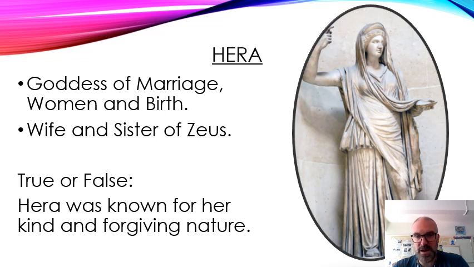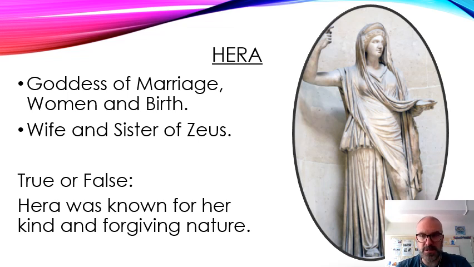Hera, she's the goddess of marriage, women and birth, and she is the wife and sister of Zeus. Incest is something that the gods do, and it's not the same as human incest in the Greek world. Human incest in the Greek world is absolutely forbidden and leads normally to execution. But the gods do play by different rules when it comes to incest and to a degree sexuality, so you'll have to put that to one side. But true or false, Hera was known for her kind and forgiving nature.